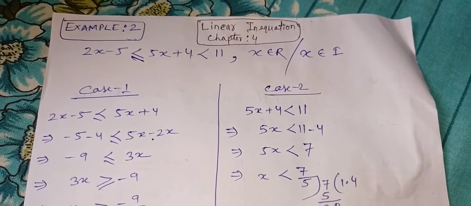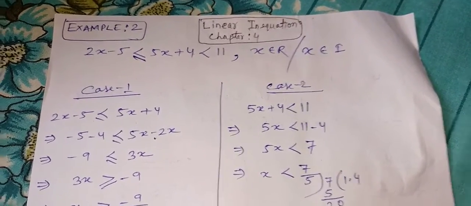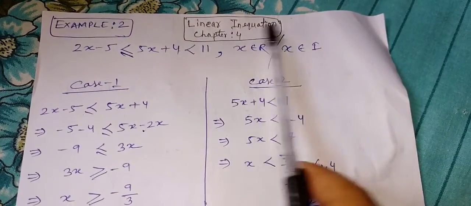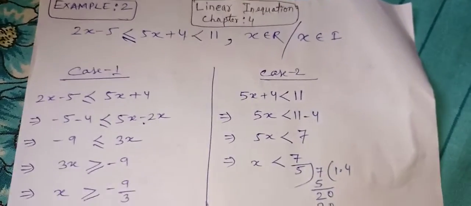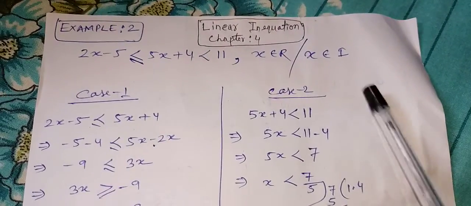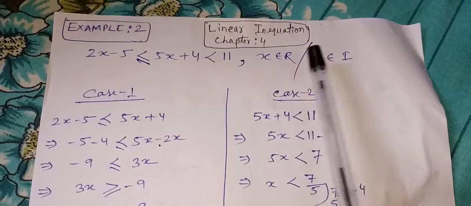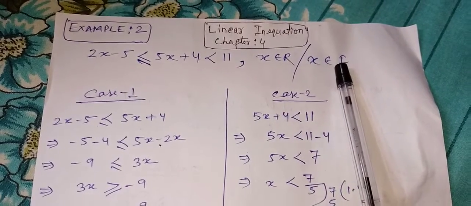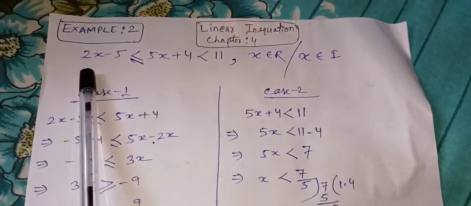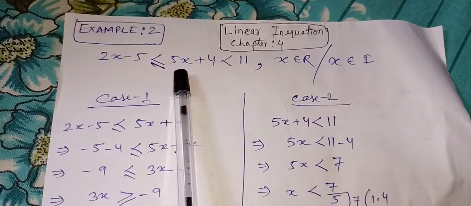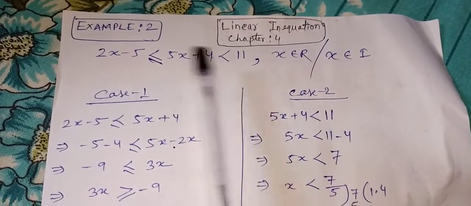Class 10 children, today we will learn again some more important questions from chapter 4, linear inequation. Here I have a question where x belongs to R as well as x belongs to I. So in these two cases, how to make a number line? And the question is 2x minus 5 is less than or equal to 5x plus 4 less than 11.